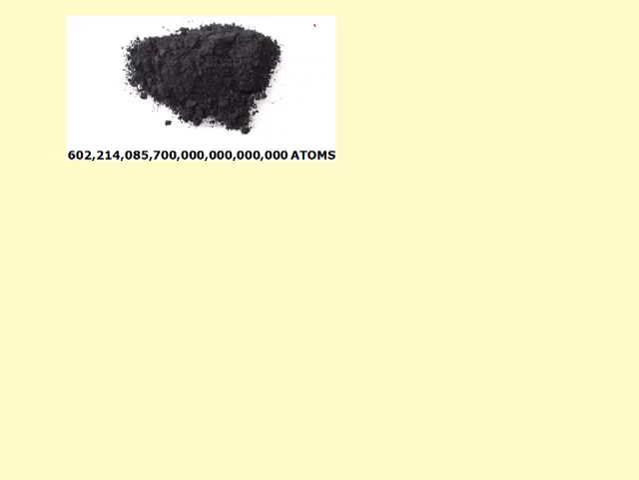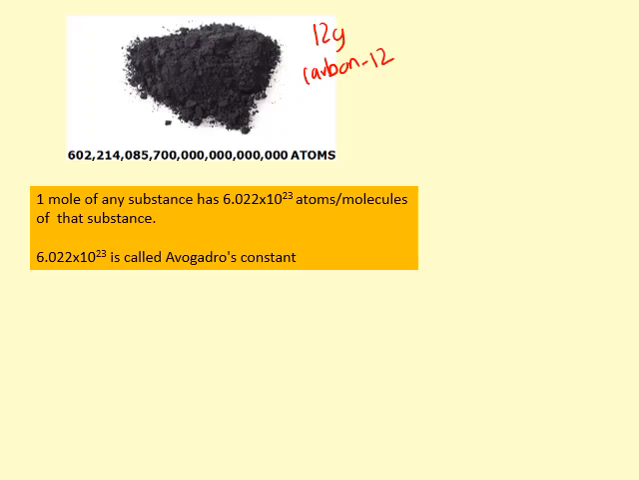Okay, this is what 12 grams of carbon-12 looks like. So it's got like 6.022 times 10 to the 23 atoms. So instead of saying it's got that many atoms every time, we define something called a mole. One mole of any substance has 6.022 times 10 to the 23 atoms or molecules of that substance, and this number is called Avogadro's constant.